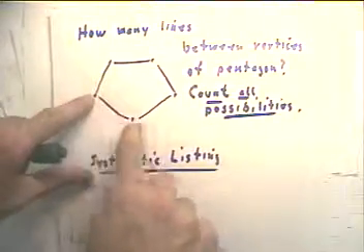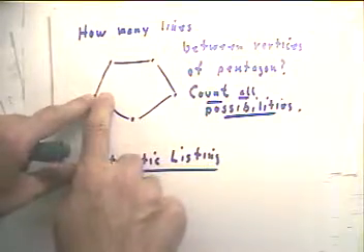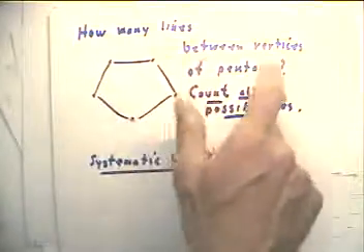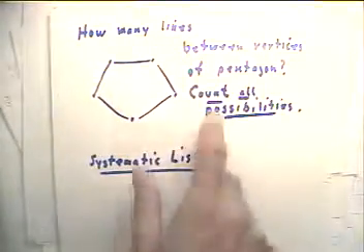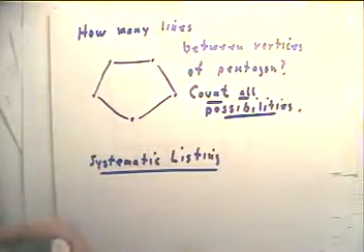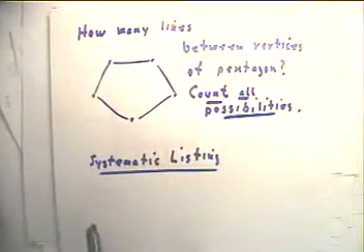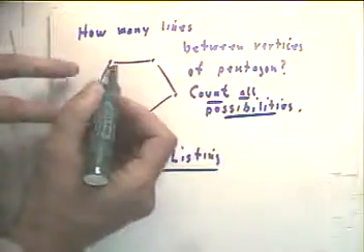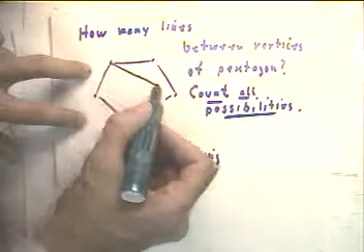Let's consider this pentagon figure. We want to determine how many lines can be drawn between the vertices of this pentagon, and we want to count all possibilities. So what we do, well, first let's draw all the lines, and we can actually count them easily enough.